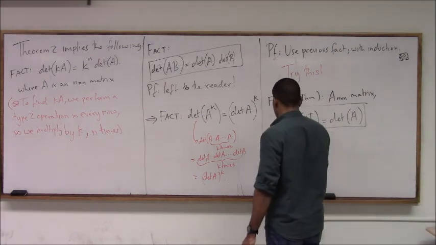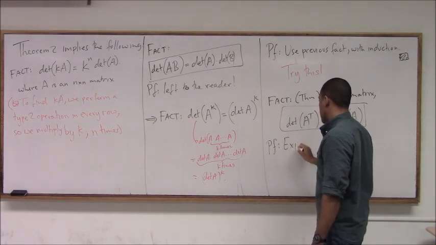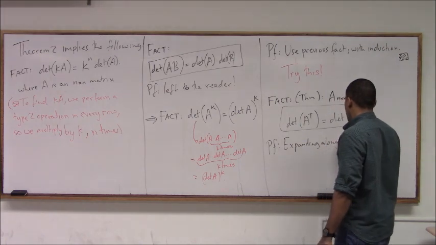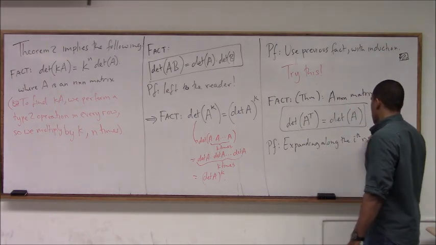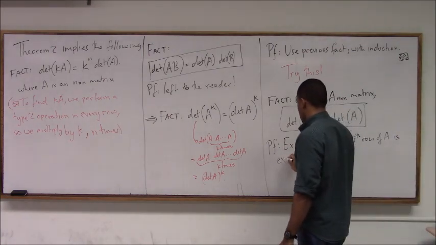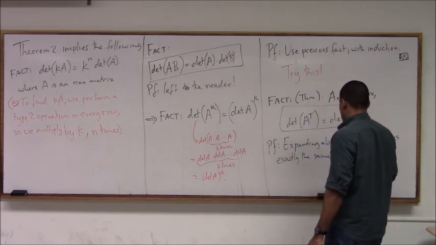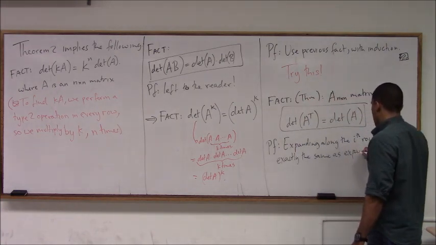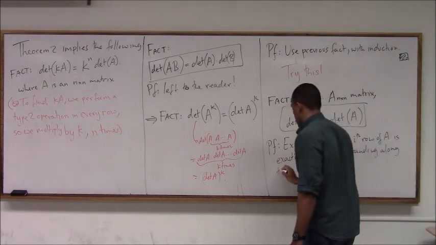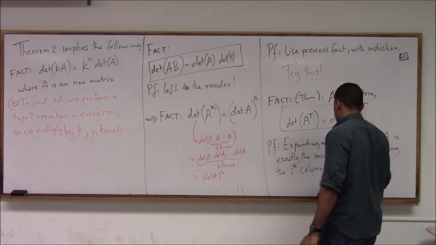The proof for that is actually not so bad. If you're doing Laplacian expansion, then expanding along the ith row of A is exactly the same as expanding along the ith column of A transpose.